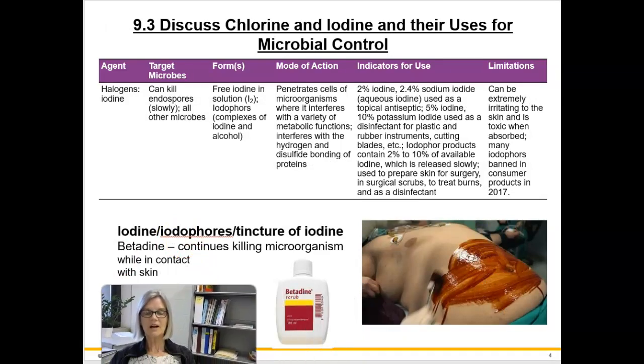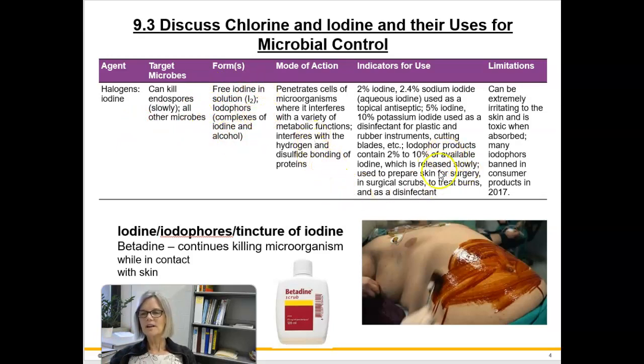The other halogen I wanted to talk about was iodine. So let's discuss iodine and its use for microbial control. And like I said, it's a halogen. It's related to chlorine. It also can kill endospores. And it says it's used as free iodine in solution, but there's also some chemicals that are iodine and some organic molecules that are called iodophores. So we use iodine in all sorts of ways.